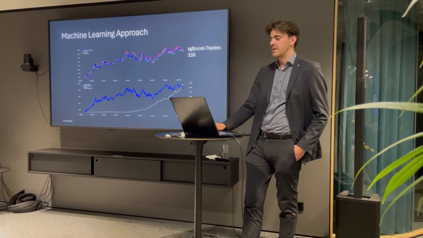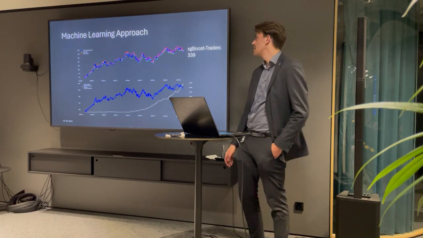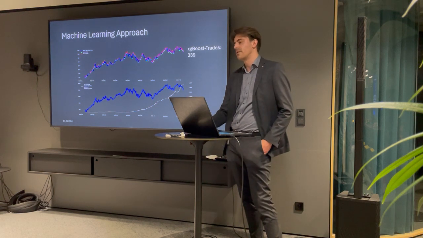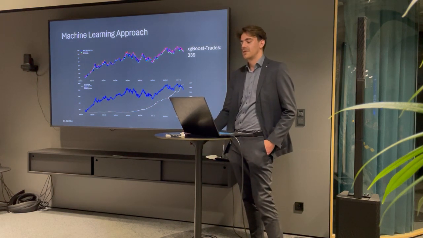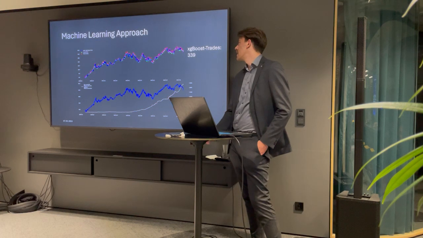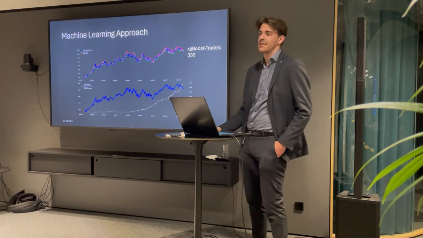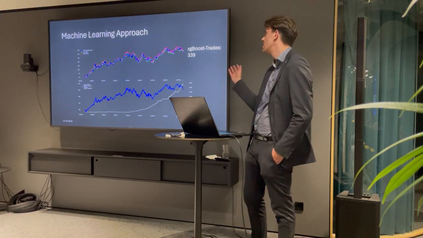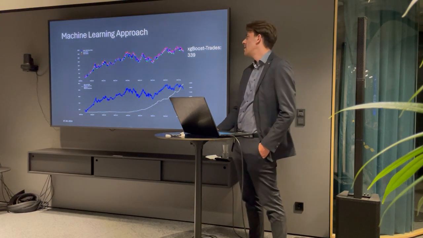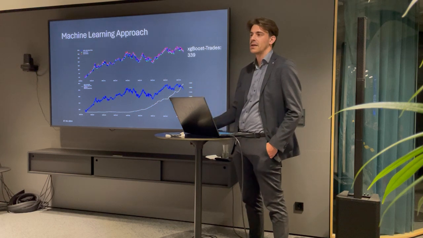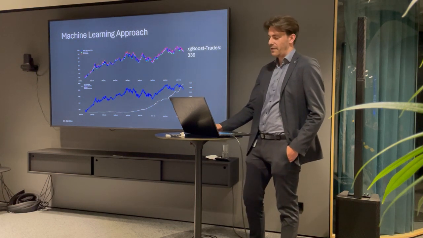And if you do that, I trained an XGBoost model here, which is a tree model, or random forest. And we can notice two things. The first one is we executed a lot more trades than before, which summed up to almost 340. In comparison, it was about 20 before, using our moving average strategy.